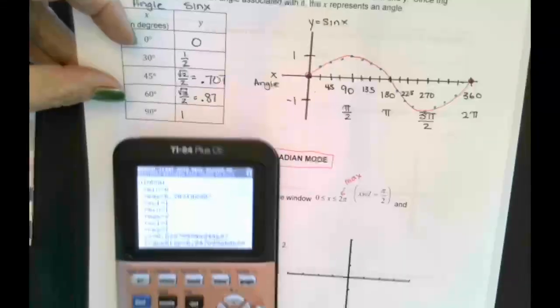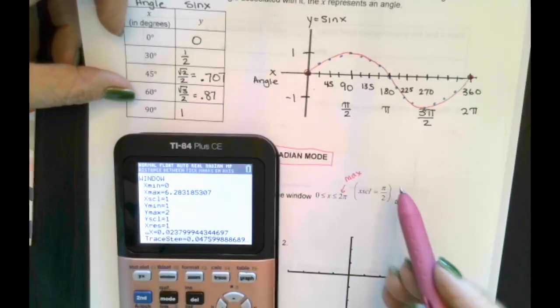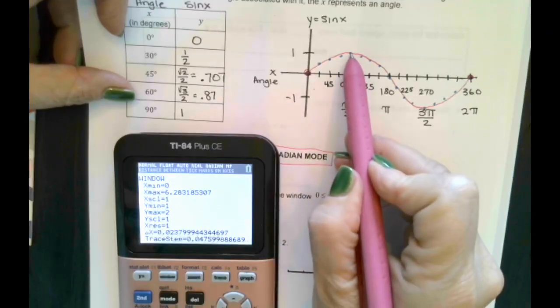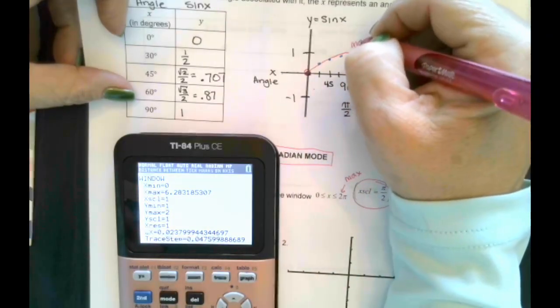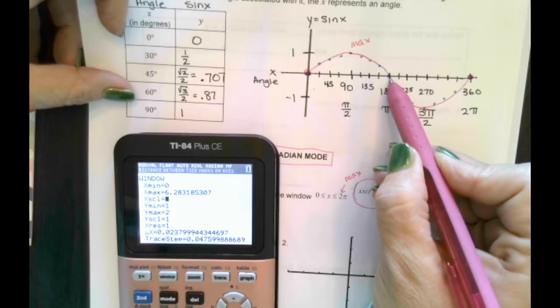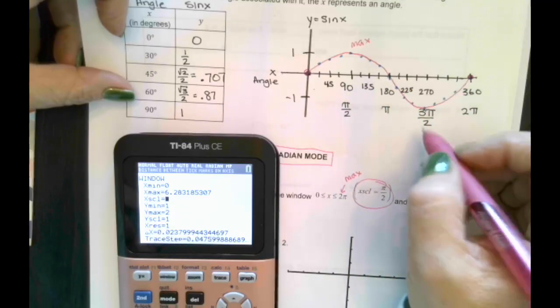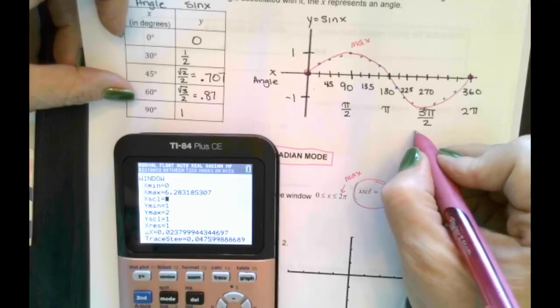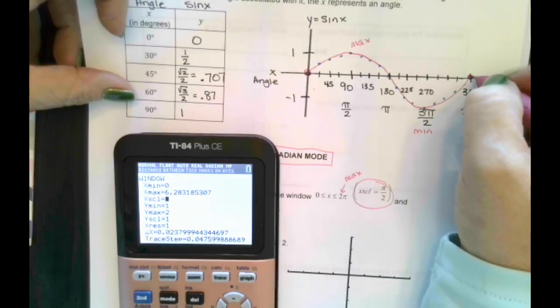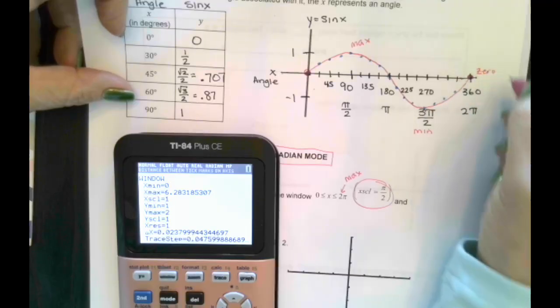Now, here's why. If we look at pi over 2, that's what we want our scale at. We see at pi over 2, we have this top point right here. This point in our graph we call our maximum. And then we have another critical point here at pi. This is where it turns back around. This point is my minimum. It's the bottom of my graph. And then we come back to this point and we have another 0 right here.